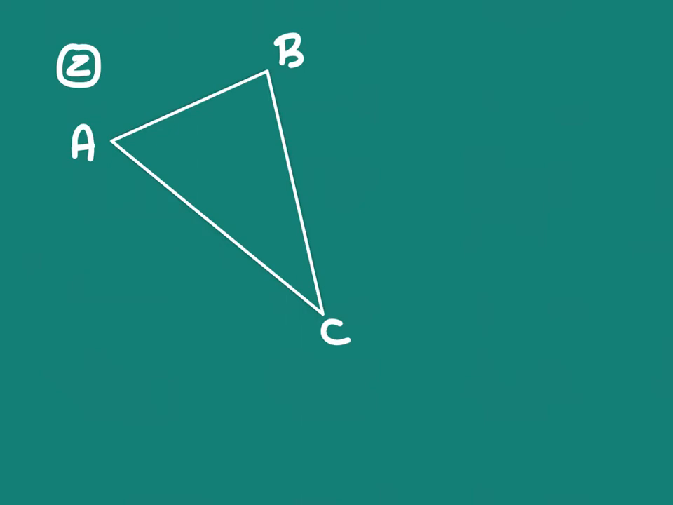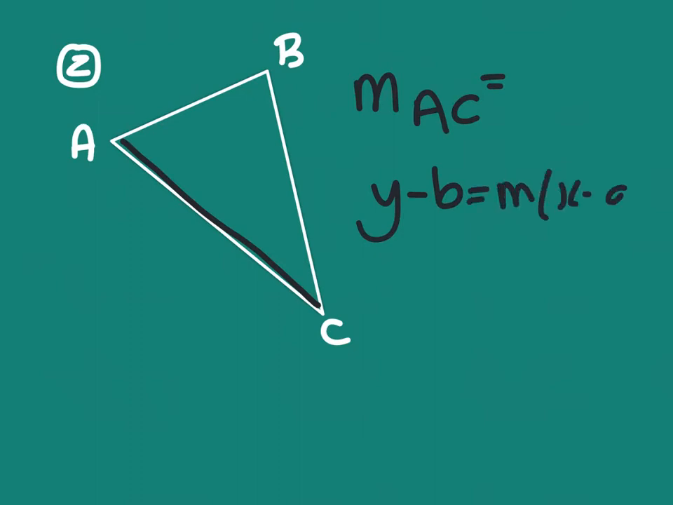Right, question 2, triangle ABC, find the equation of side AC. So what's the equation of that side there? So that should be nice and easy for us. We work out the gradient of AC, use the gradient, either point A or B, into the formula y minus b equals m(x minus a), and we should get our answer.